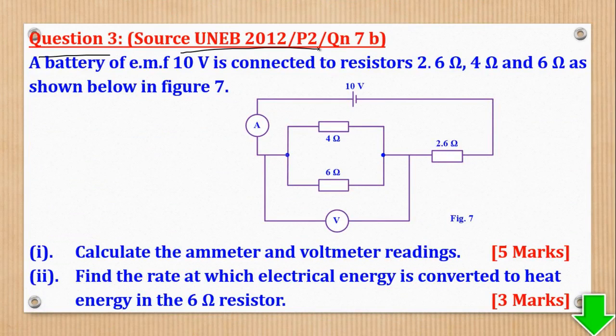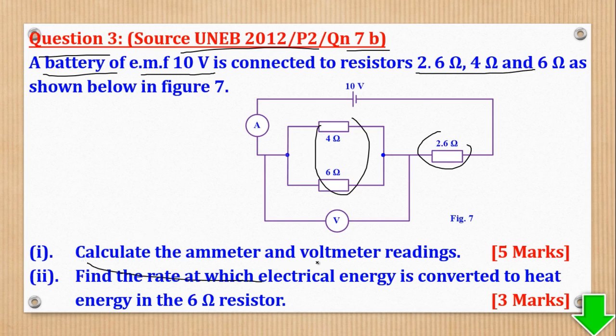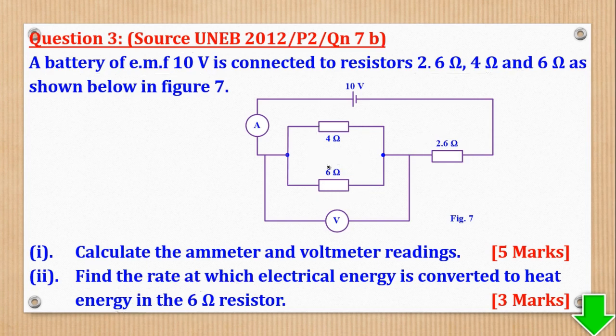Then question 3 came from UNEB 2012 paper 2 question 7b, and it says a battery of E.M.F. is connected to resistors, these ones, as shown. So still these are in parallel. When they combine, they're in series with this. Calculate the ammeter and voltmeter readings. That is Roman 1. Roman 2, find the rate. When they say rate, it means power. Rate at which electrical energy is converted to heat energy in the 6 ohm resistor. So they want the power dissipated in the 6 ohm resistor.